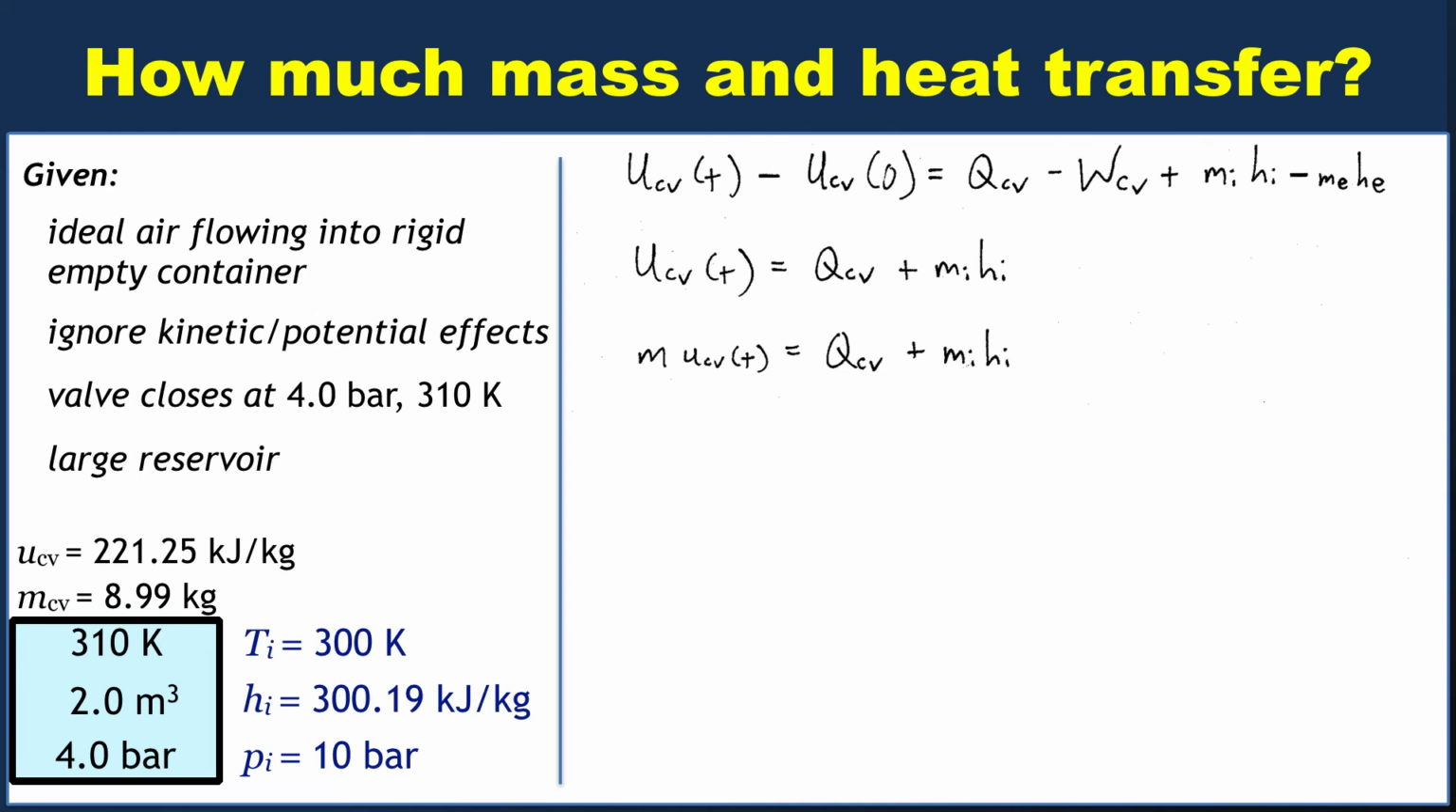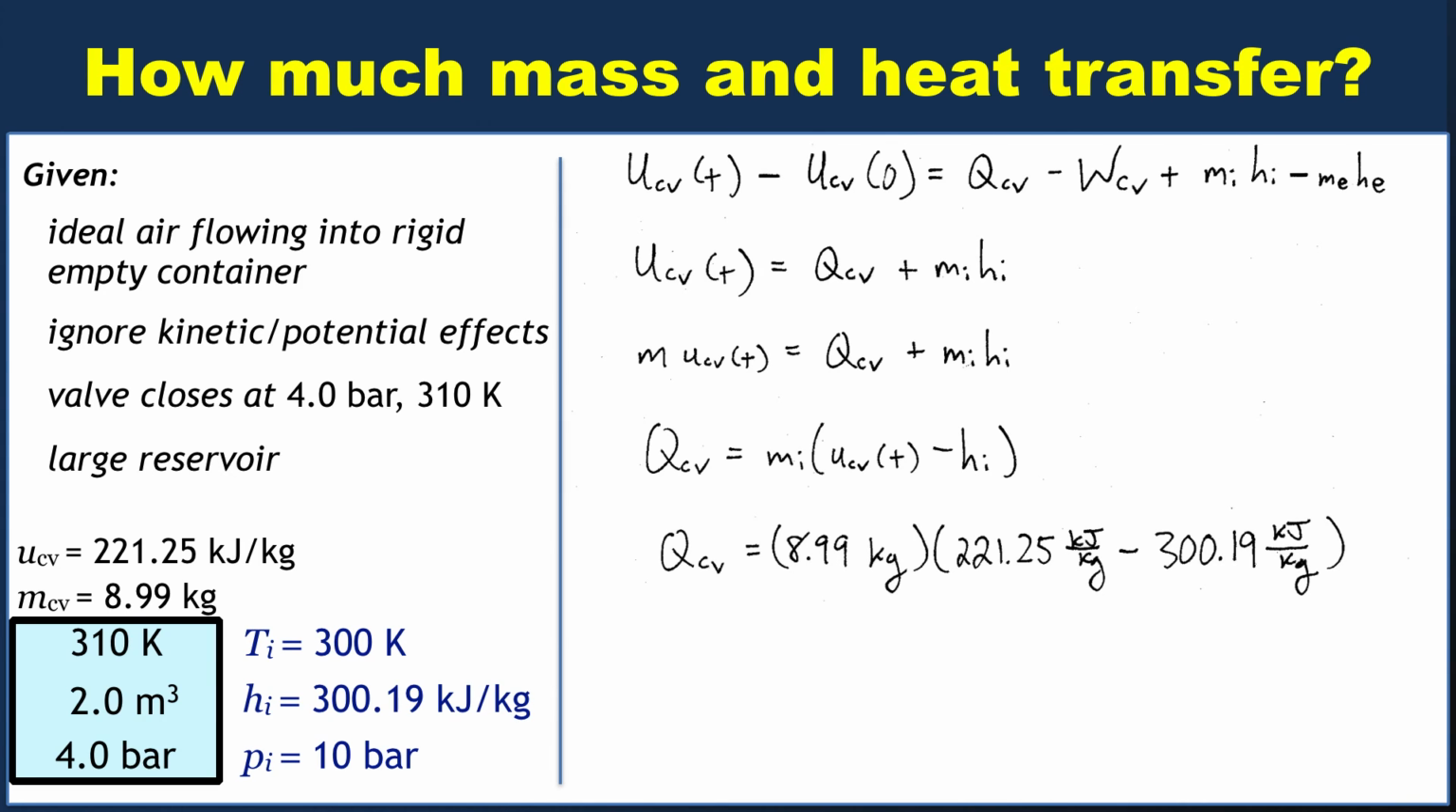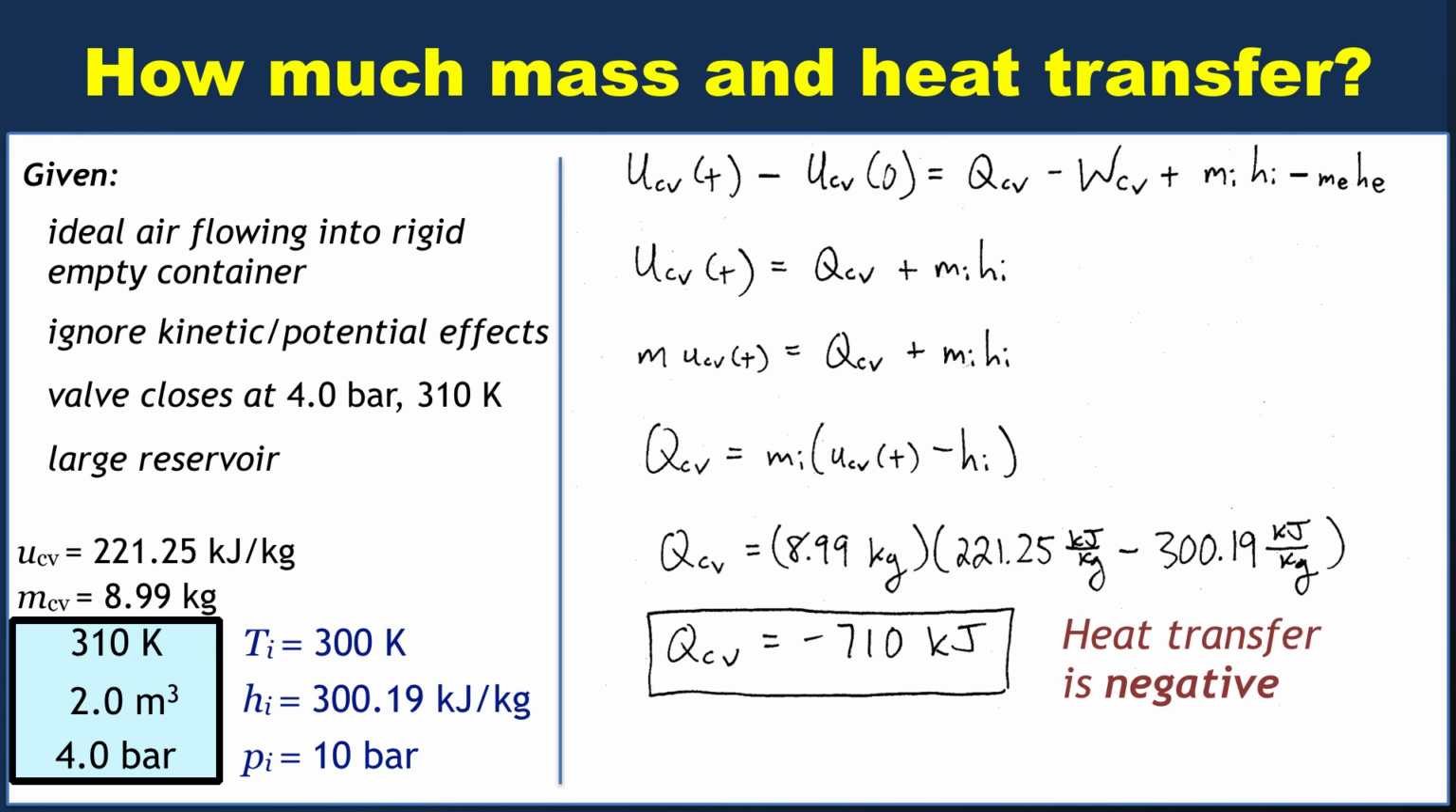Okay, now let's rearrange our conservation of energy expression to solve for Q because we know all the other stuff. So Q_CV equals m times the quantity u minus h, and we know all of those values. We already computed m at the beginning, it's about 9 kilograms. We have the values of u and h, we take their difference, and we find that Q_CV is minus 710 kilojoules. So the heat transfer is negative. That means that energy has been subtracted from the system by heat.